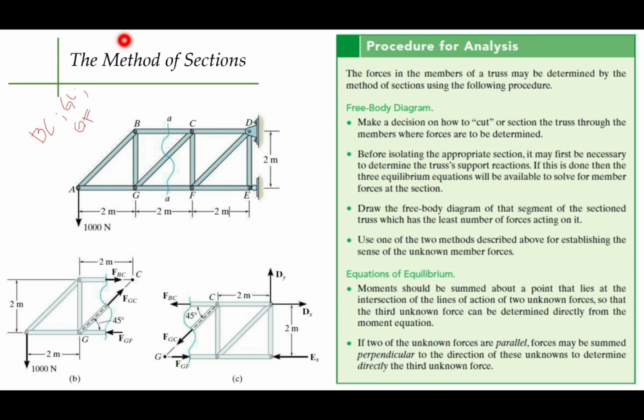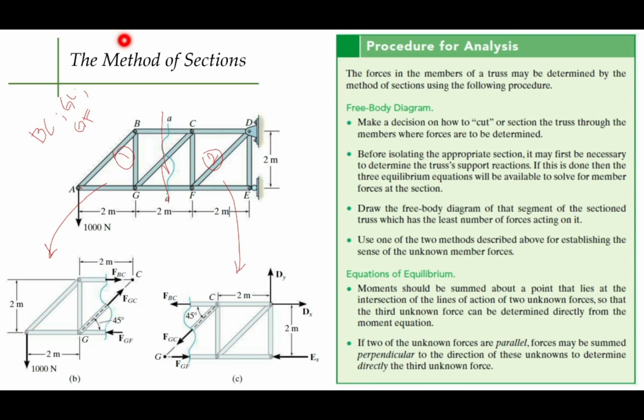So if we did method of joints, usually we'll start at point A, right? Then we're able to get AB, AG, and then move to joint B, and then eventually we're able to get BC, GC, and GF. However, for method of sections, we can just cut the section here. So we'll have two sections, this part here and this part.